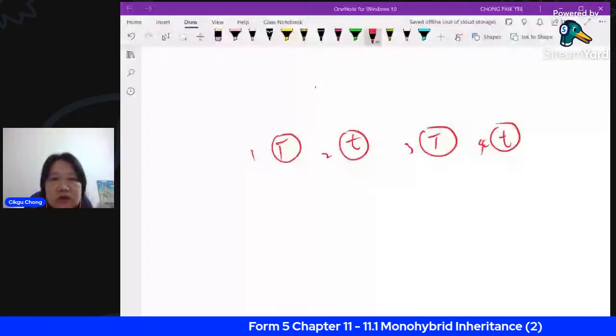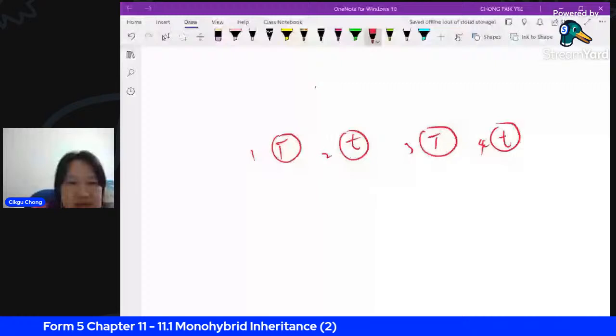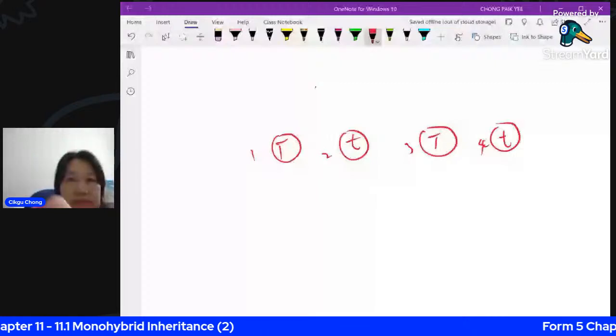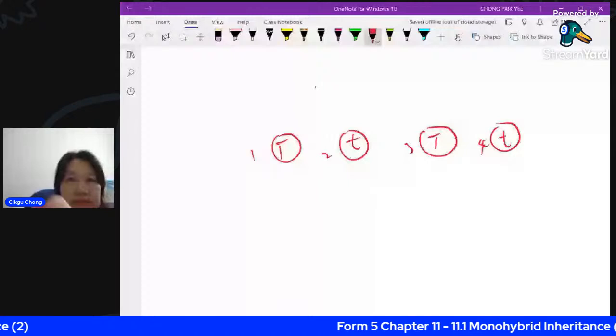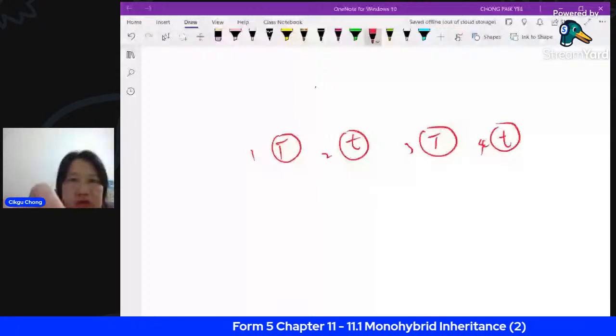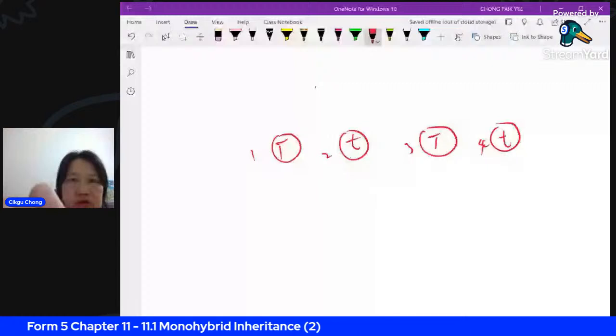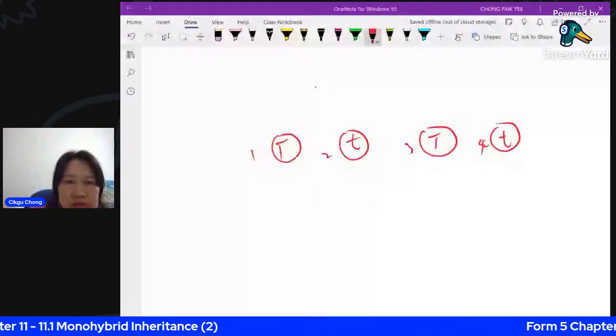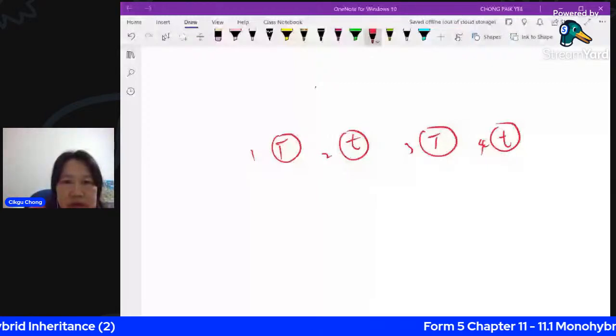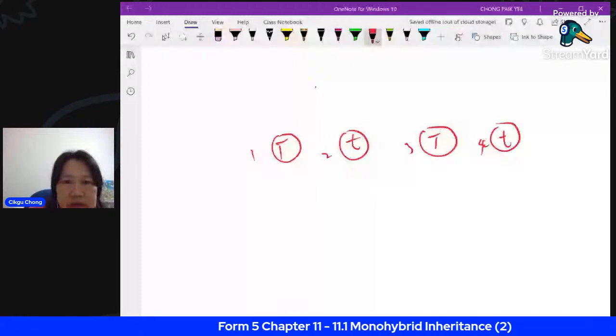Let's see. First one, you get a combination from what? 1 and 3. So you have already used the 1 and 3 combination. Now, what about the second one? The next one, this one. Also 1 and 3. What happened here? Here she repeated.